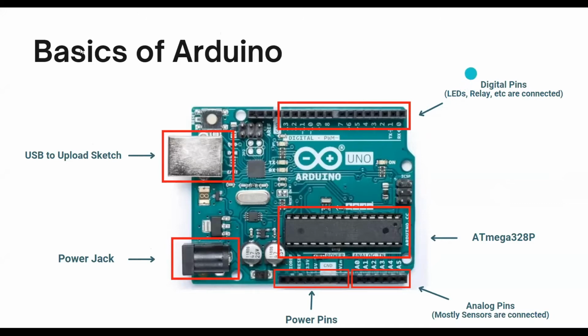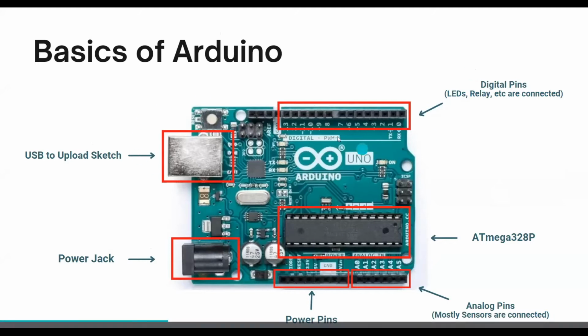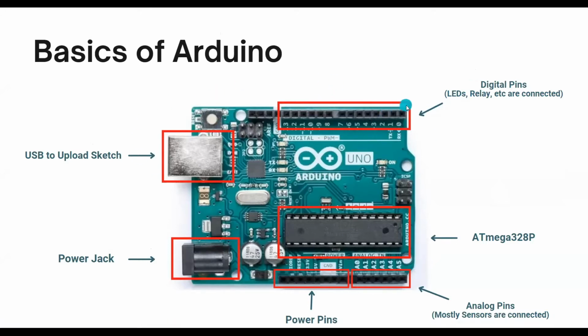Okay, so this is how an Arduino Uno looks. There are multiple pins available on the Arduino. The pins from 0 to 13 are known as digital pins. These digital pins are used to connect LEDs, relays, and other output devices that we have.